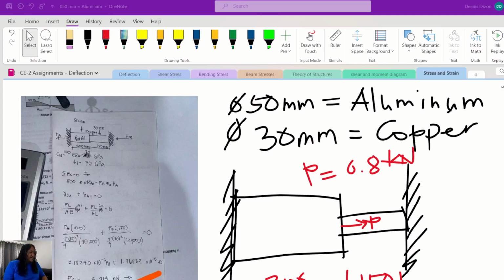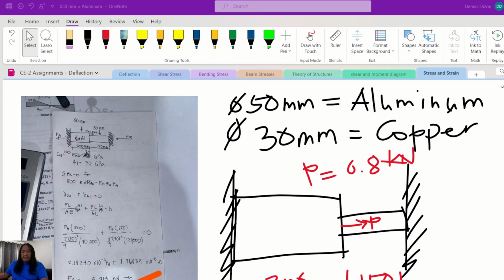So I've got another assignment here. We'll solve this really quick. So this topic is under strength of materials, stress and strain.